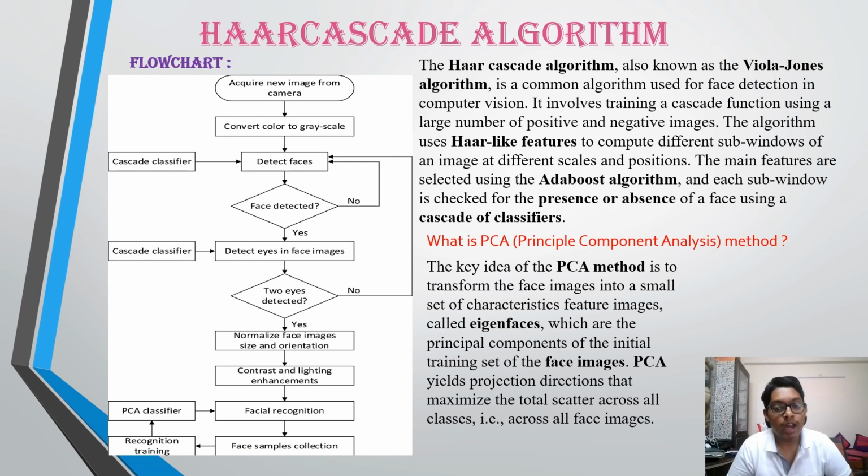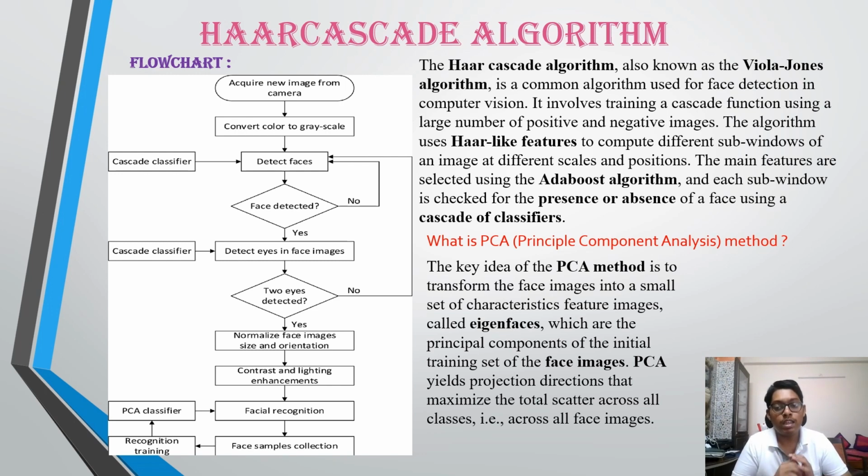If the eyes and face are detected, then it normalizes the face image's size and orientation. Then it does contrast and lighting enhancement, and then using the PCA classifier, it goes to facial recognition. Then it collects some samples, then goes to the recognition training, goes to the PCA classifier, and then goes to facial recognition.